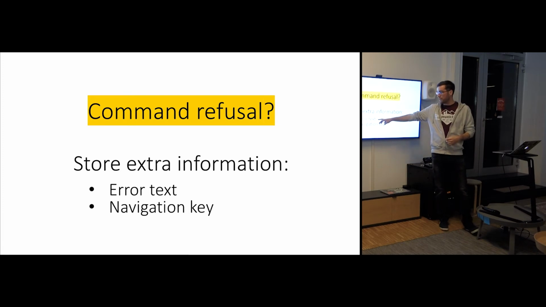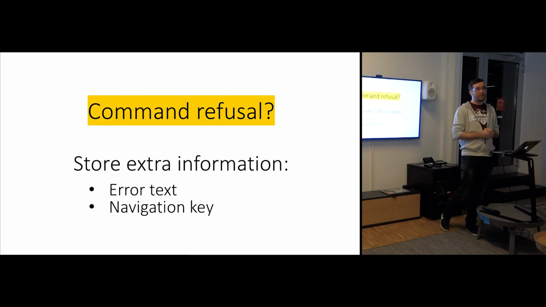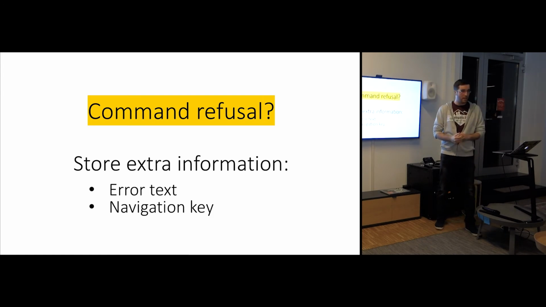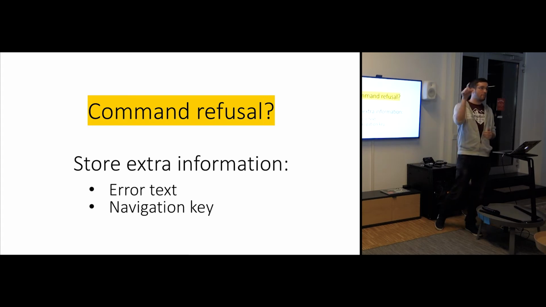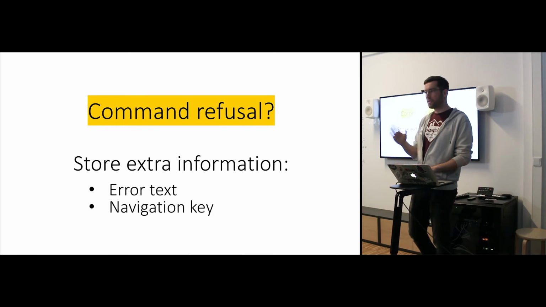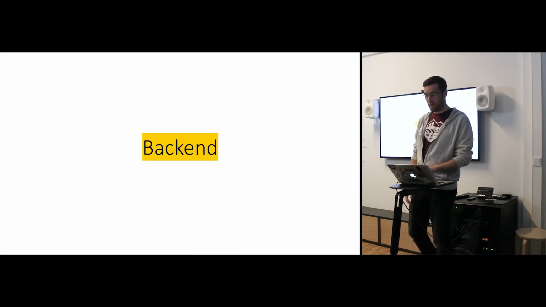The purpose of these is, if that action fails, what message should be displayed to users, and with a navigation key, when the user taps on it, they can navigate back to the same screen that they were on. Does this answer the UX questions? Partly, not really. We can go into more detail later. But looking at the backend stuff.